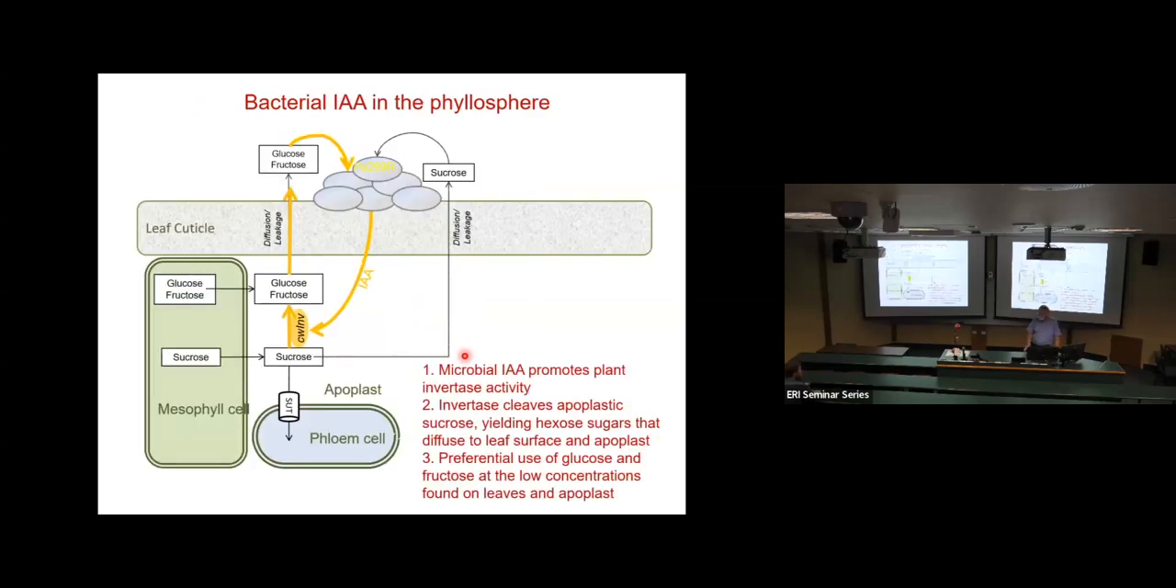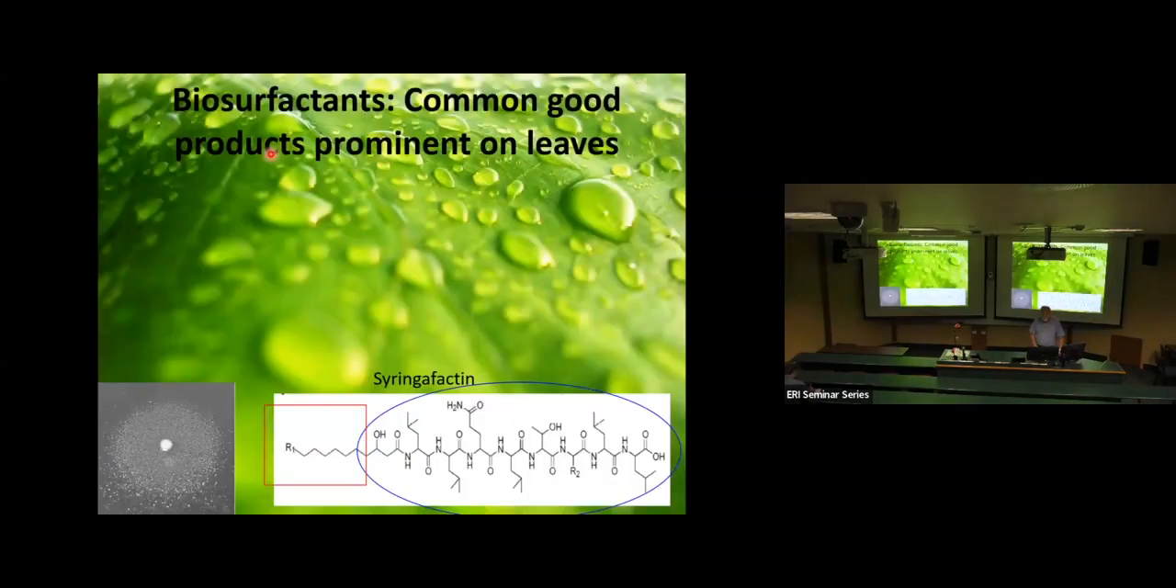So it appears then that what is happening is that this auxin that the bacteria are making is acting on the plant to induce invertases, the enzymes in the plant that convert sucrose, which remember is the dominant carbon source that's available in or on the plant, to the glucose and the fructose that the bacteria can actually eat at those low concentrations in the plant that the plant is providing.